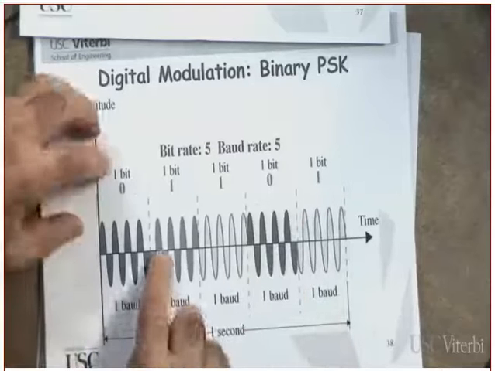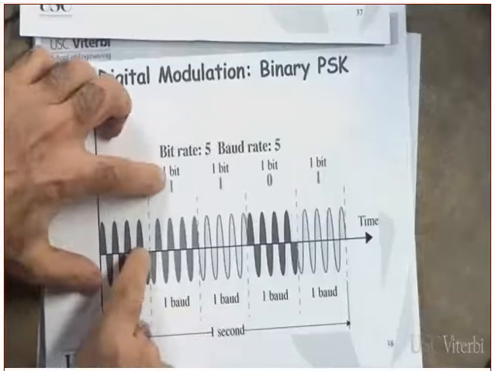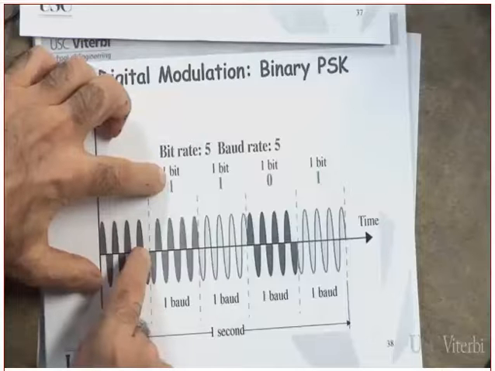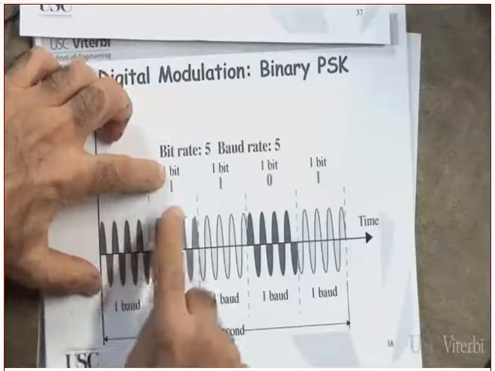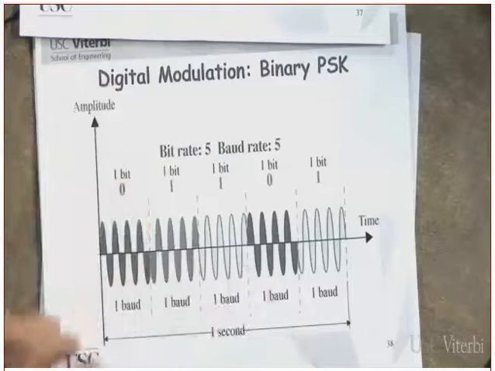Yes, it did. Now, I want you to see this. This is called differential. Going from a 0 to a 1, was there a phase change at the boundary? How much? 180 degrees. Yes? Going from a 1 to a 1, was there a phase change at the boundary? No. So what does the receiver do?